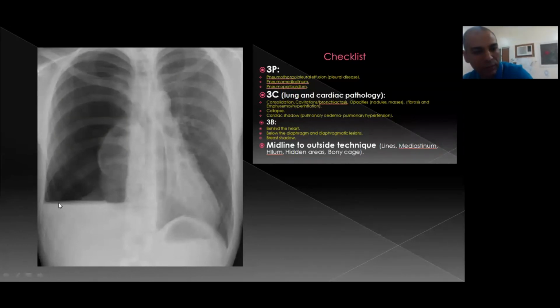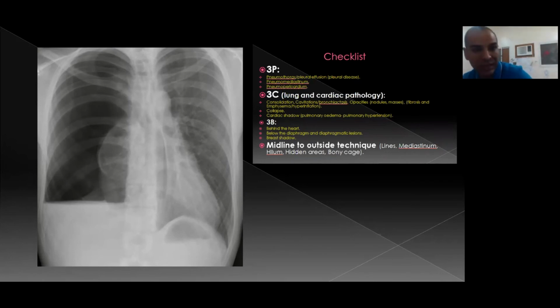This one is a fluid obliterating the costophrenic angle. This one is not the right diaphragmatic copula. This one is fluid, an air fluid level. This is hydropneumothorax, and this is collapsed lung tissue, right lung.